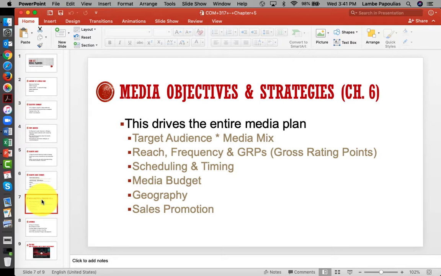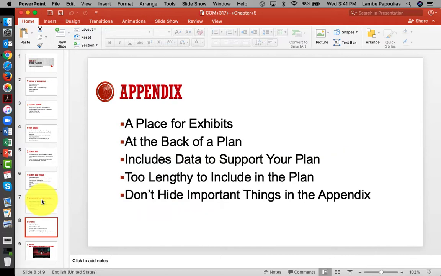This looks at the target audience. What kind of media mix is it? Males, females, what age group, younger, older, and so on. What kind of reach, frequency, and gross rating points it's going to have. Schedule and timing, your media budget, whether the geography of the product is going to make sense, and even your sales promotion.